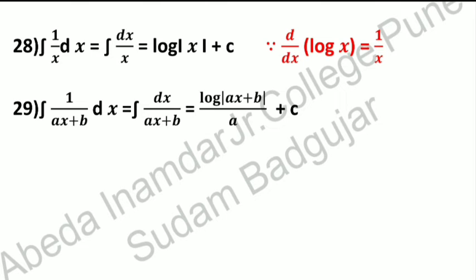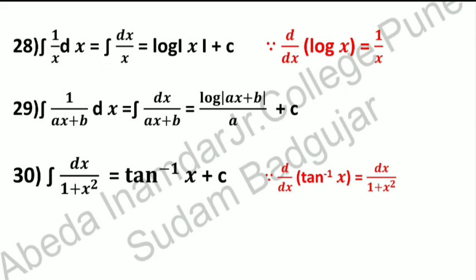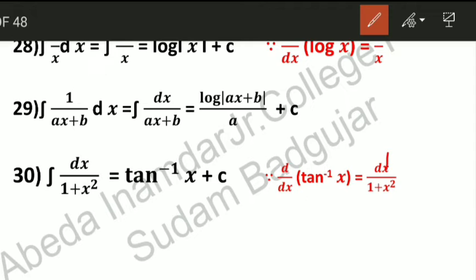then log of the denominator upon the coefficient of x plus c. Now another formula here: the integration of 1 upon 1 plus x square is equal to tan inverse x. Why? Because the derivative of tan inverse x is equal to 1 upon 1 plus x square. So the integration of 1 upon 1 plus x square into dx, or dx upon 1 plus x square, is nothing but tan inverse x.